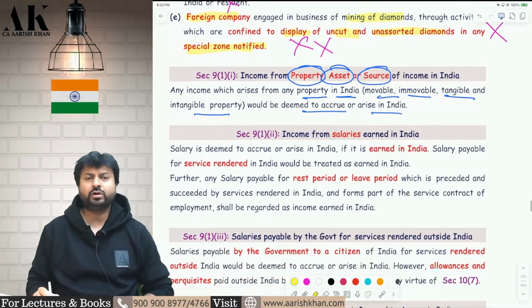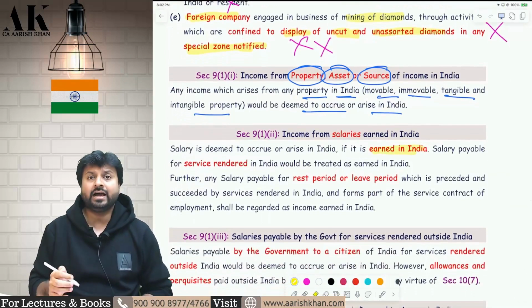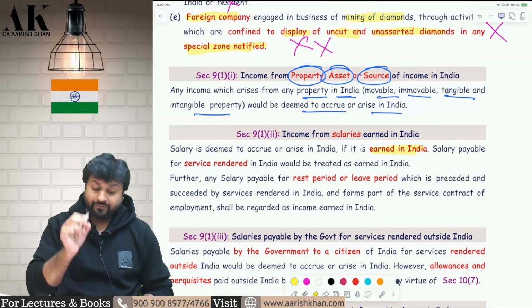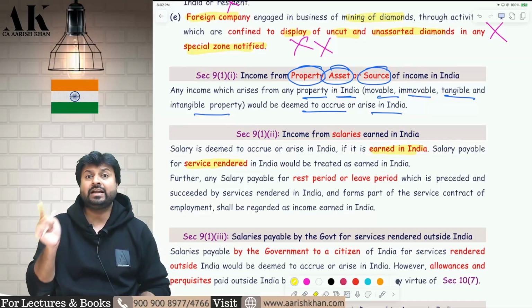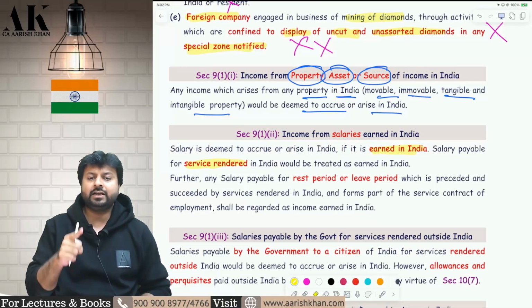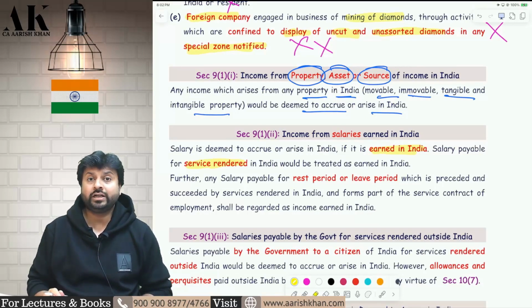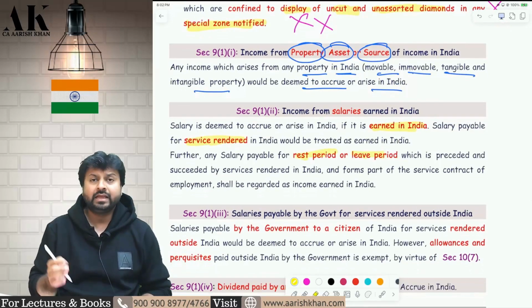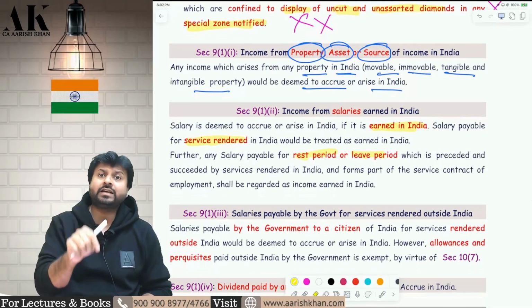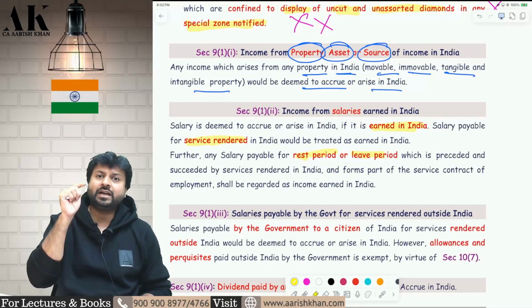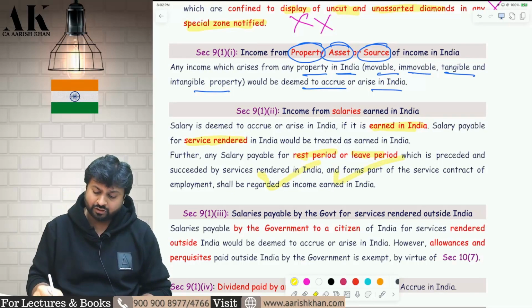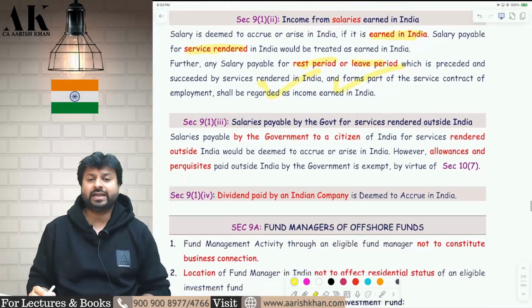When is salary income accrued in India? When the salary is earned in India. When can I say the salary is earned in India? When the services by the assessee are rendered in India. Whenever the services are rendered in India, it is deemed to be accrued in India. What if the salary is paid by the employer for rest period or leave period? If rest period and leave period are also part of the agreement of the employee, then whatever salary is paid for them will also be accrued in India. That will also be taxable in India.